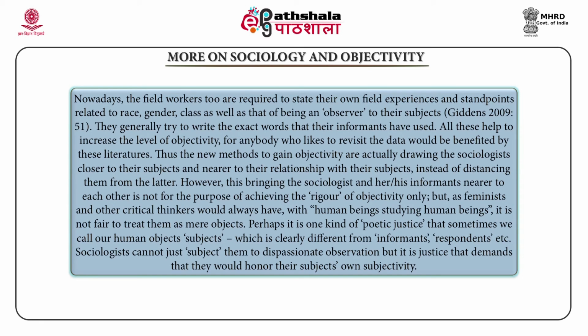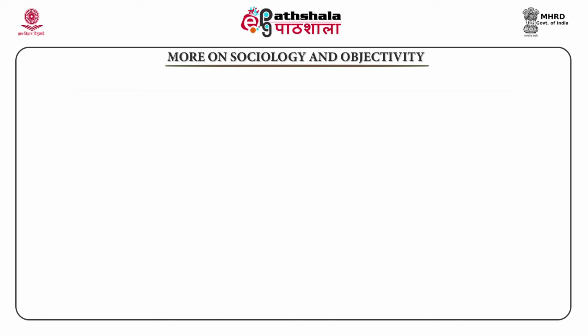However, this bringing the sociologist and our informants closer to each other is not for the purpose of achieving the rigor of objectivity only, but as feminists and other critical thinkers always state, with human beings studying human beings, it is not fair to treat them as mere objects. Sociologists cannot just subject them to dispassionate observation, but it is justice that demands that they should honor their subjects' own subjectivity.